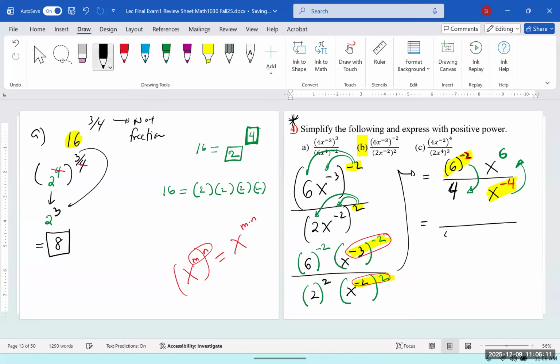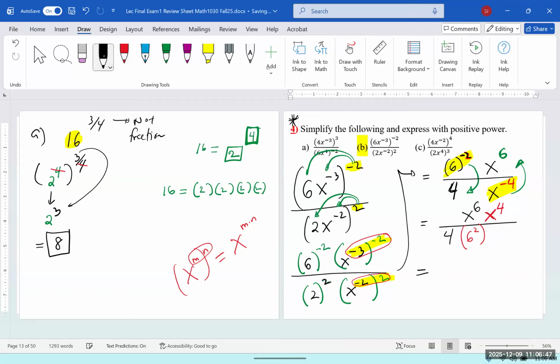So we have 4, it states. We have x to the 6, it states. These two do not change the position. But 6 to the -2 goes on the denominator and turns into 6 to the +2. And x to the -4 goes on the numerator and turns into x to the +4. So the negative powers change their position. For positive powers, keep them. Do not change the position.